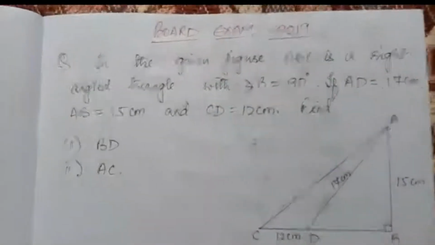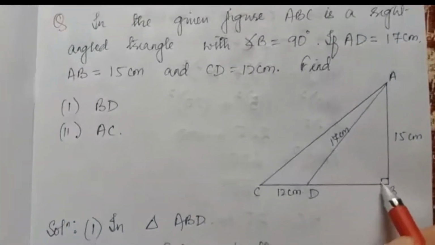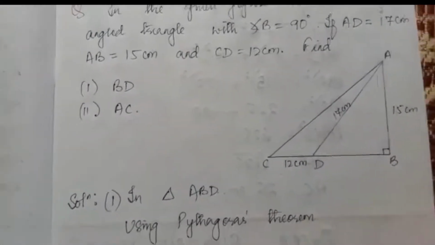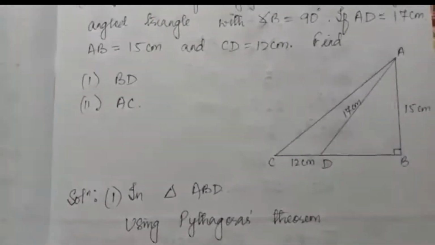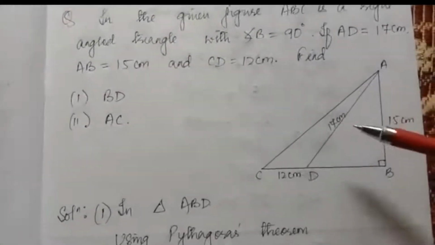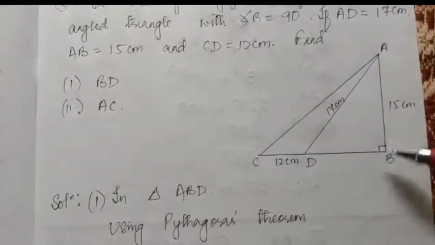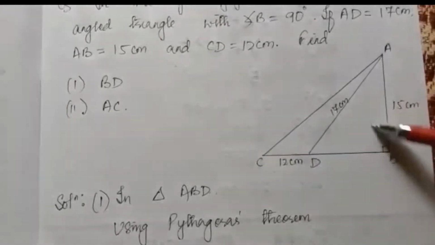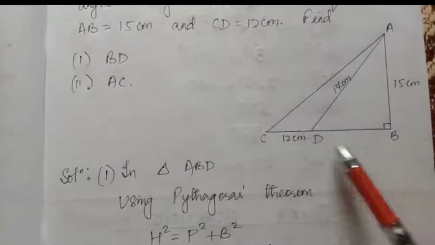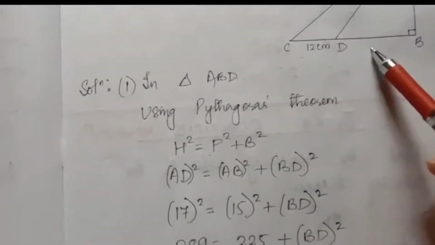So your angle is not given. The value of theta is not given. Only 90 degree is given. So this is a right angle triangle, and we have to use Pythagoras theorem. Here we have two right angle triangles, one is ABD, another is ABC. First we will use this triangle to find this BD. We have perpendicular and hypotenuse, so we can find the base by using Pythagoras theorem.